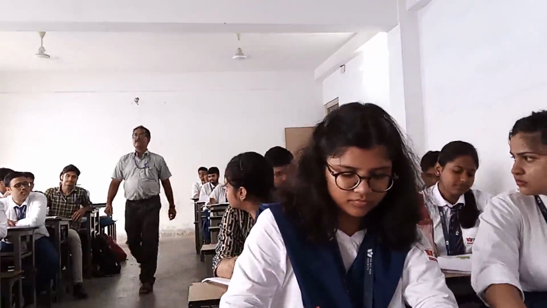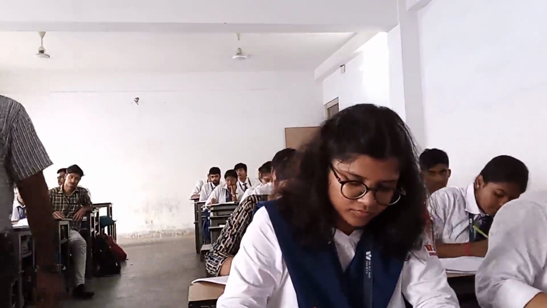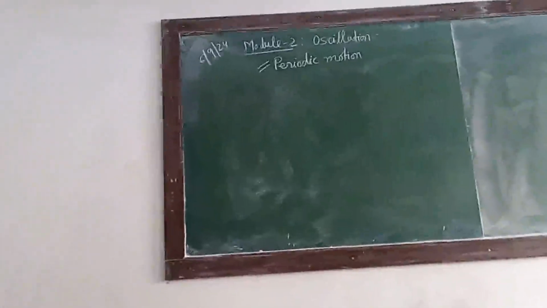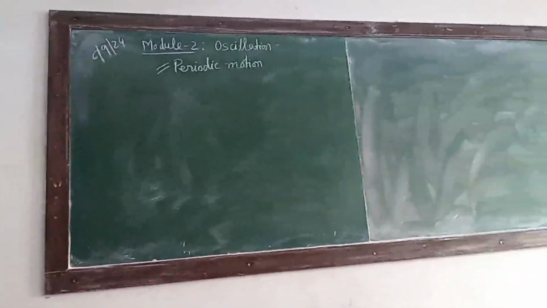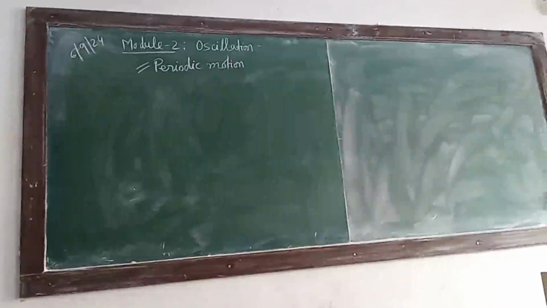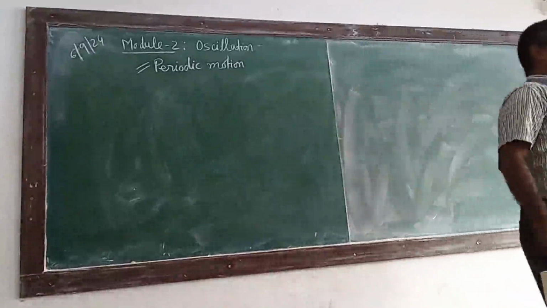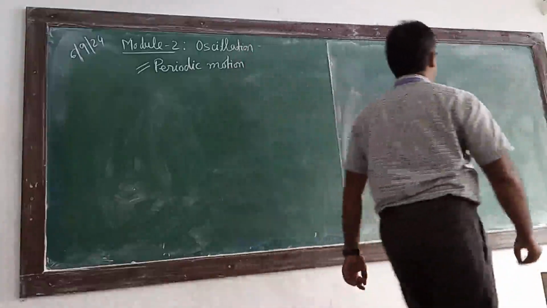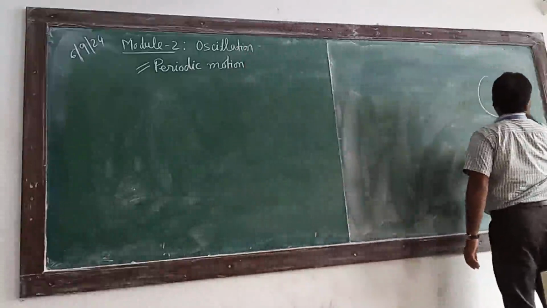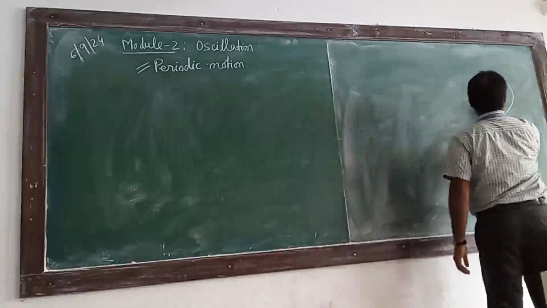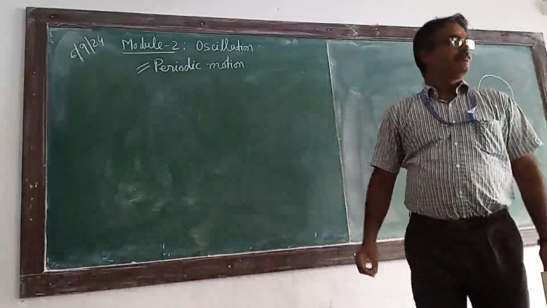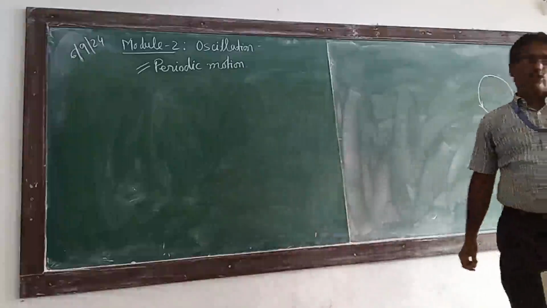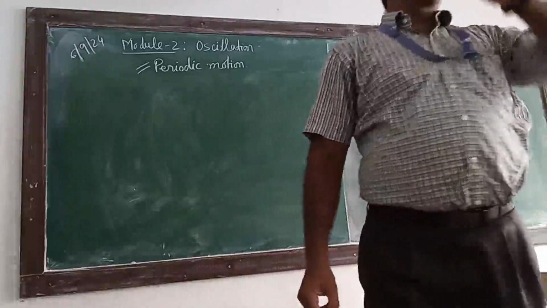Okay, periodic motion. The motion which repeats itself in equal interval of time, then that is called the periodic motion. Okay? So when a particle moves in a circle with a uniform angular velocity, then that is called periodic motion.